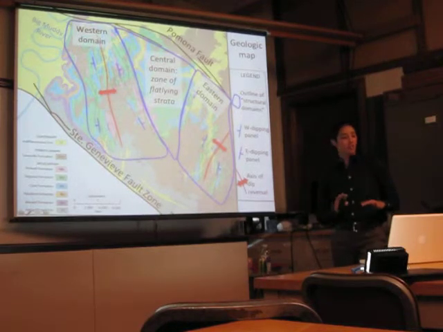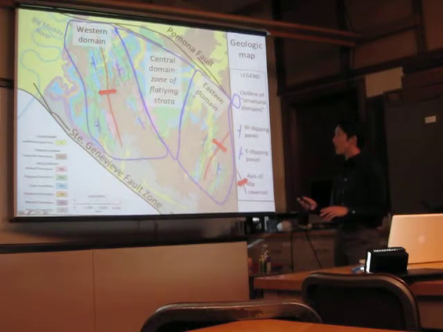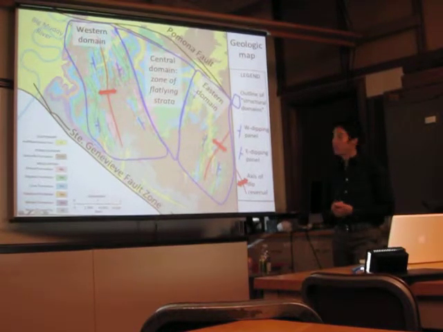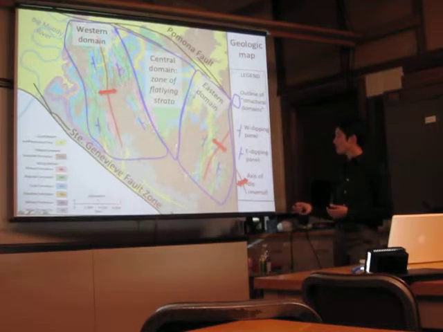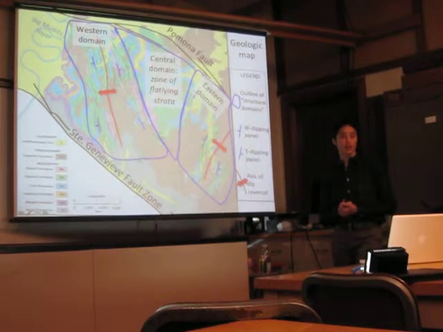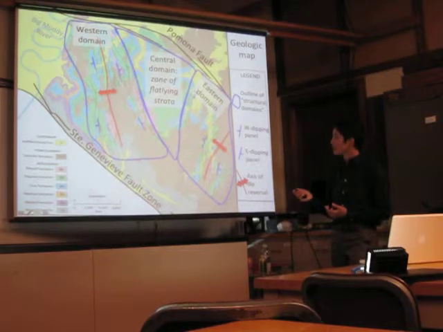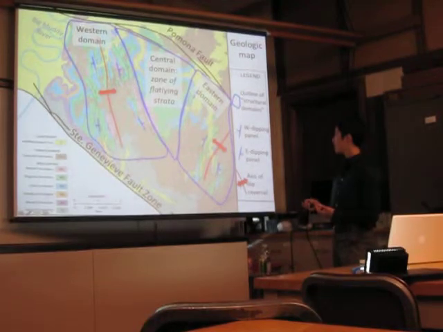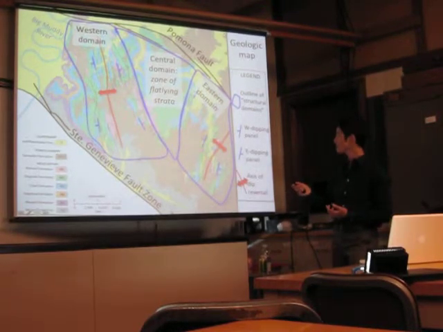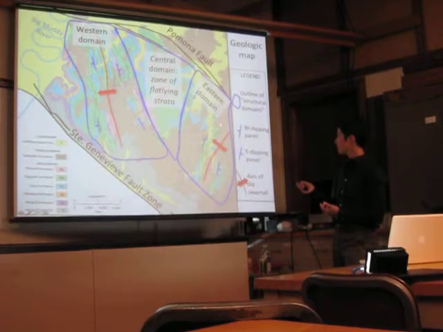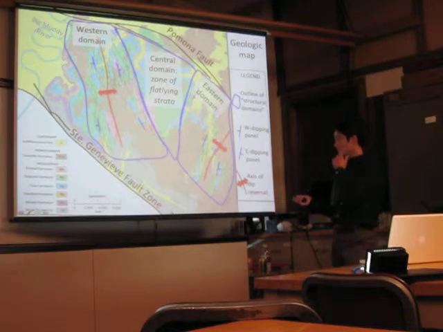From the detailed mapping, I was able to identify 3 structural domains, which are outlined in blue here. I identified a central domain where the rocks are flat-lying and undeformed, and the western domain where we have rocks dipping to the west and to the east, with faults trending north-northwest, and then the eastern domain where the faults trend north to northeast, also with a west dipping domain and an east dipping domain.